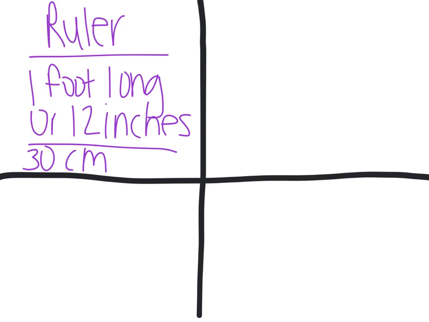To get started, we're going to review some of the measurement tools we've already discussed. The first is a ruler. What we need to remember about our ruler is that it is 1 foot long. 1 foot is also equal to 12 inches, so a ruler can be 12 inches long, or 30 centimeters if we flip it over and use the centimeter side.